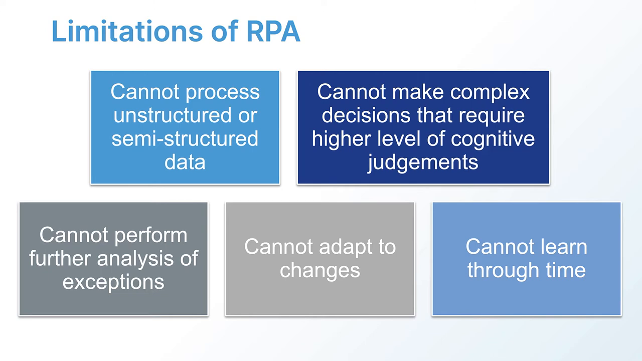Third, RPA cannot perform further analysis of exceptions. For example, even if we can use the try-catch exception handling, there are still some exceptions that cannot be predicted. So these exceptions will go to human to be processed. And RPA cannot adapt to changes. Until now, you must grasp the idea that whatever you want the RPA robot to do, you have to configure the activities step by step. And once the environment changes, RPA will not work. And lastly, RPA cannot learn through time. So this is similar to the last point where RPA cannot adapt to changes. So simply speaking, RPA will only follow the orders that you give to the robot.